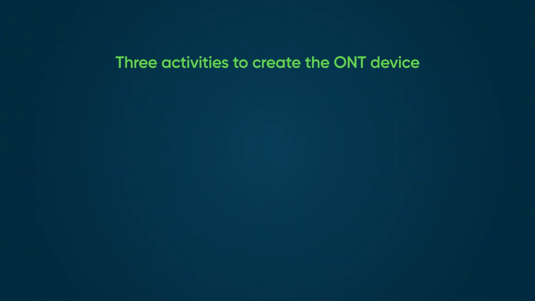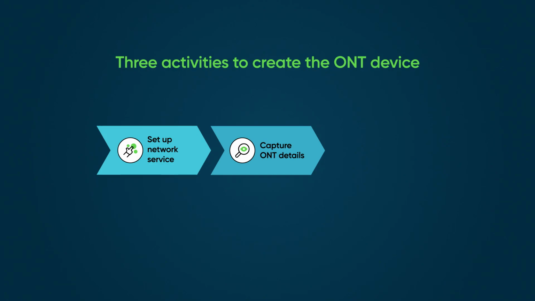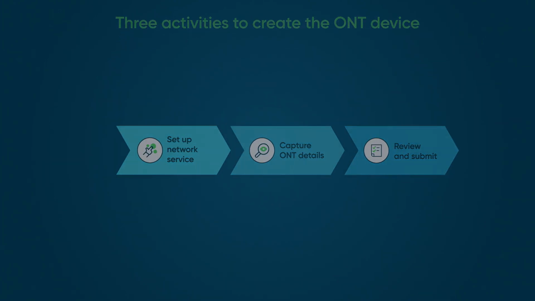The playbook contains 3 activities to create the ONT device. Set up network service collects service details for our design request. Capture ONT details captures site and inventory template details to instantiate the equipment. Review and submit lets us review activity details and create ONT devices for the specified location.